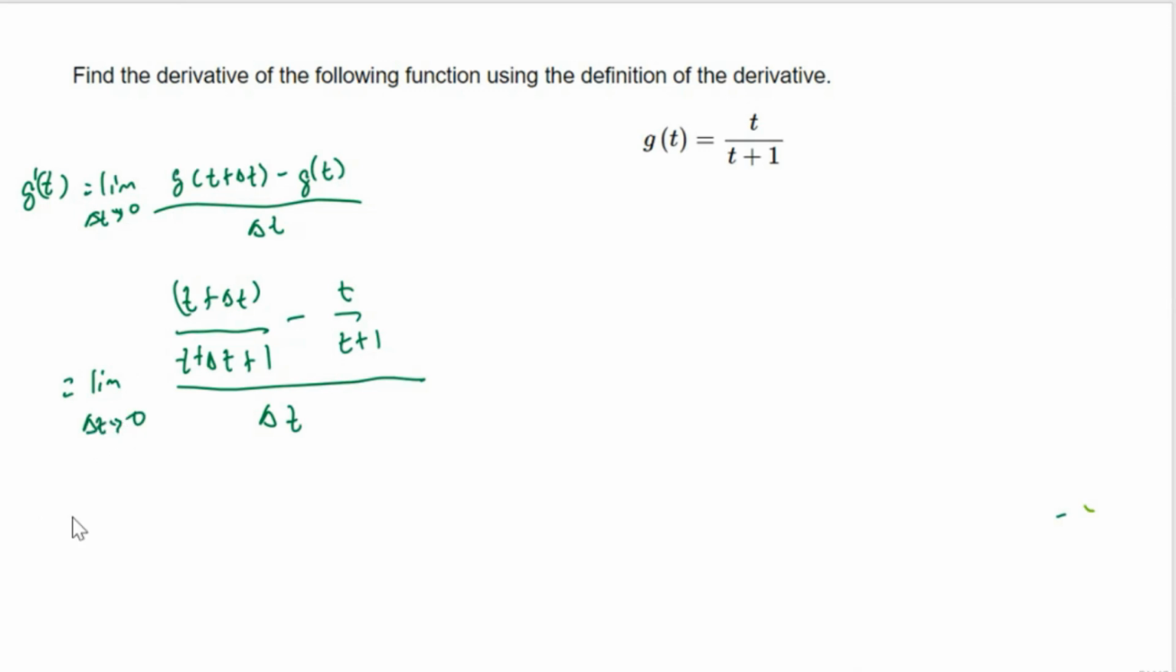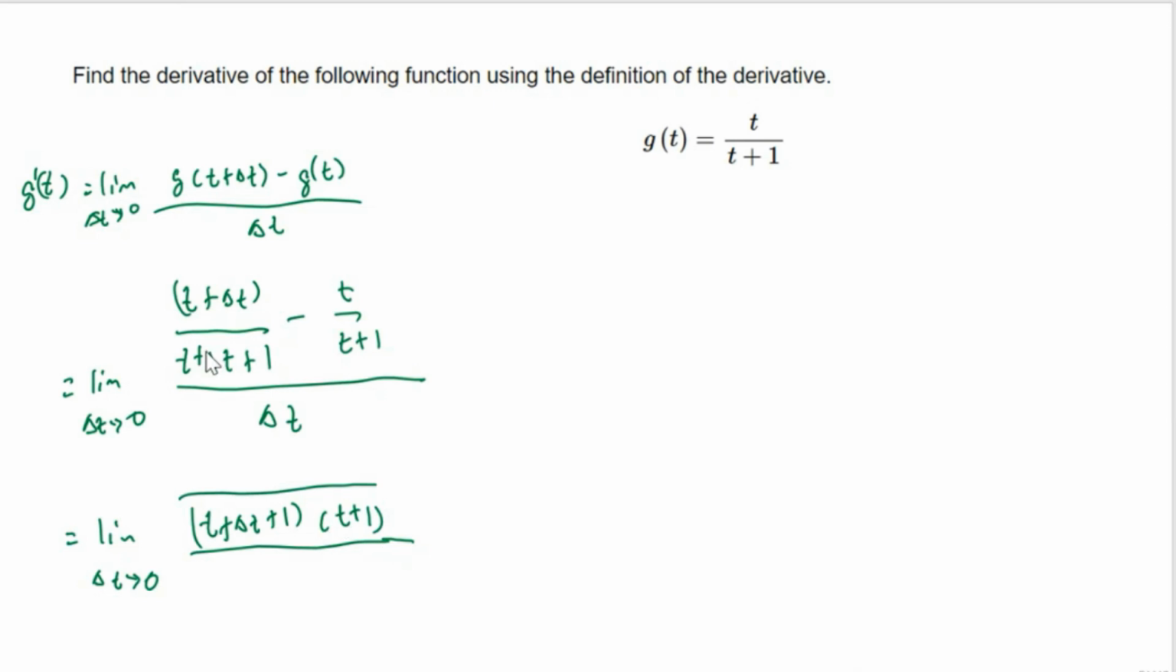Now simplifying this one, let us write first the limit as delta t approaches 0. In the numerator, we have to find the LCD. Actually the LCD is the product of the two denominators. So we have to write the product form of the two denominators: t plus delta t plus 1 times t plus 1. Okay, that is our LCD.